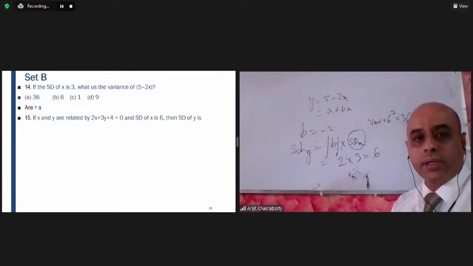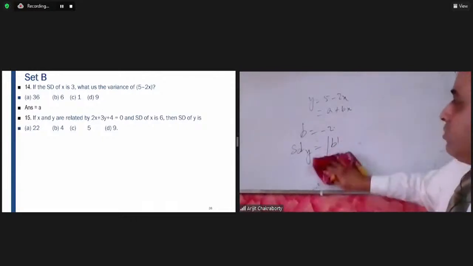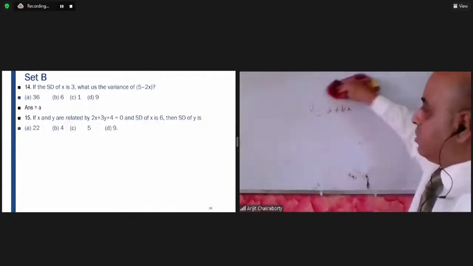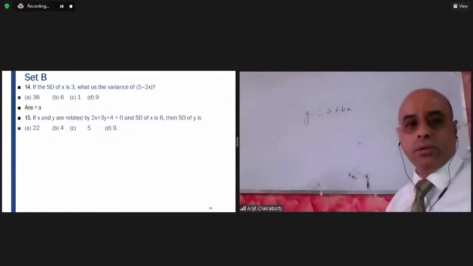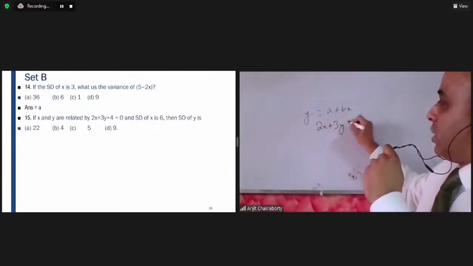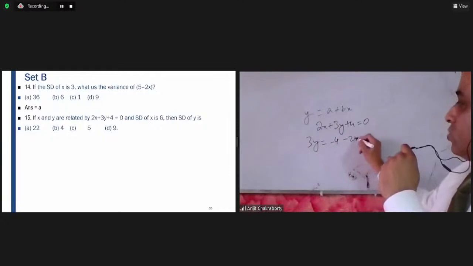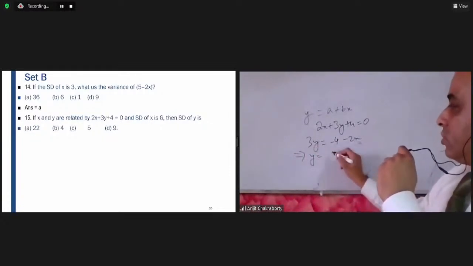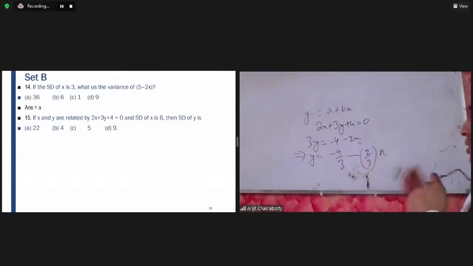Next question, number 15. If x and y are related by 2x plus 3y plus 4 equal to 0, and SD of x is 6, what is the SD of y? Same type of formula. We use y equal to a plus bx. So here we are given 2x plus 3y plus 4 is 0. So we can write 3y is equal to minus 4 minus 2x. That is, y is equal to minus 4 by 3 minus 2 by 3 into x.